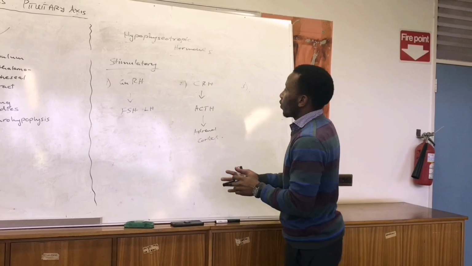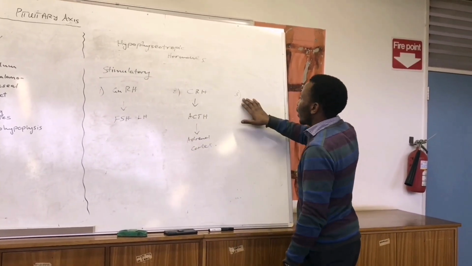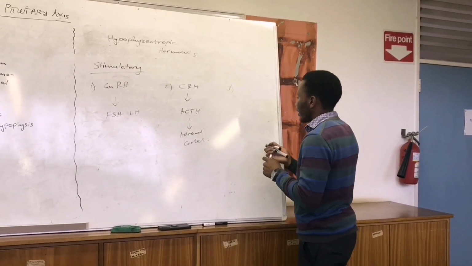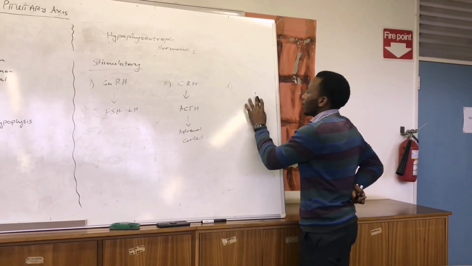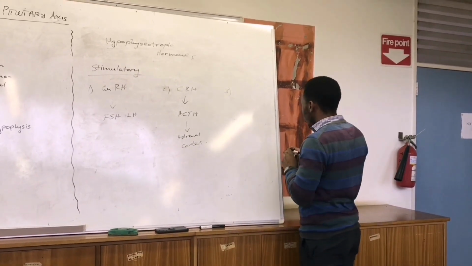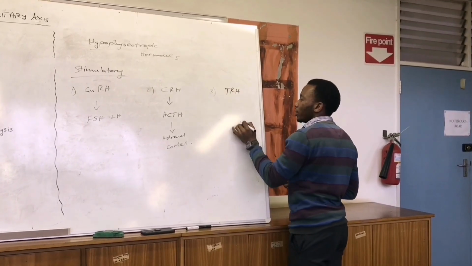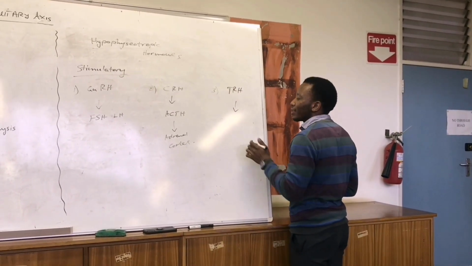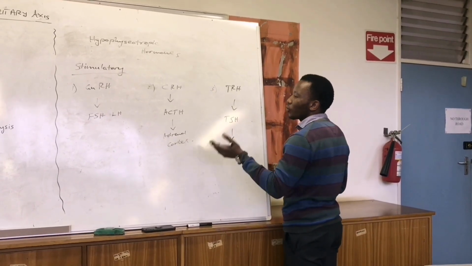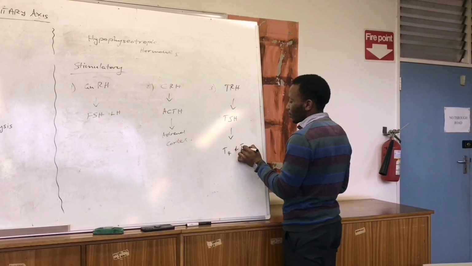Adrenal cortex. Third one, okay? We have, so this is the gonads. This is adrenal cortex. Then we now have your thyroid gland. Thyroid gland will receive the following. So we're going to have thyrotropin releasing hormone, okay? Thyrotropin releasing hormone goes to the adenohypophysis, stimulates release of TSH. Then we have TSH going to the thyroid gland. Then we have T4 and T3.